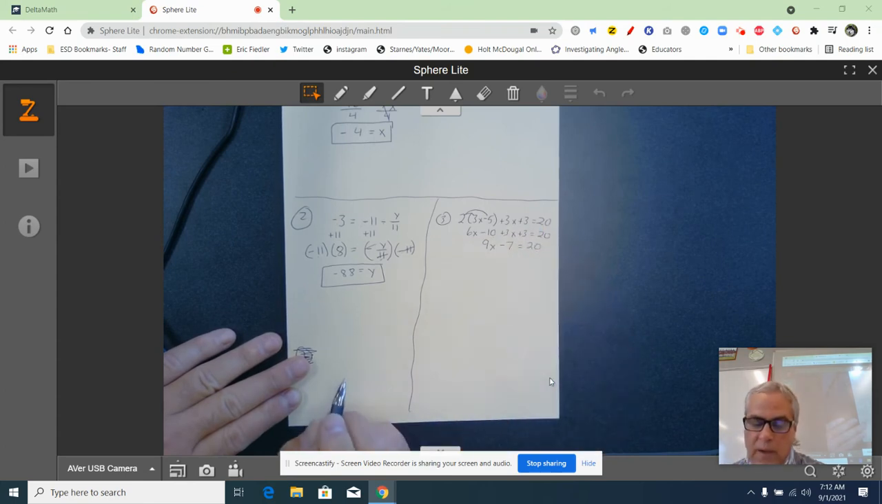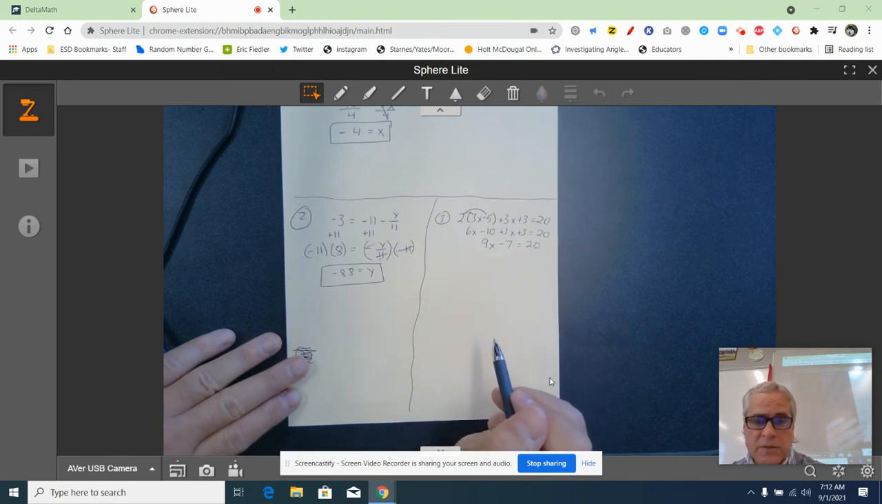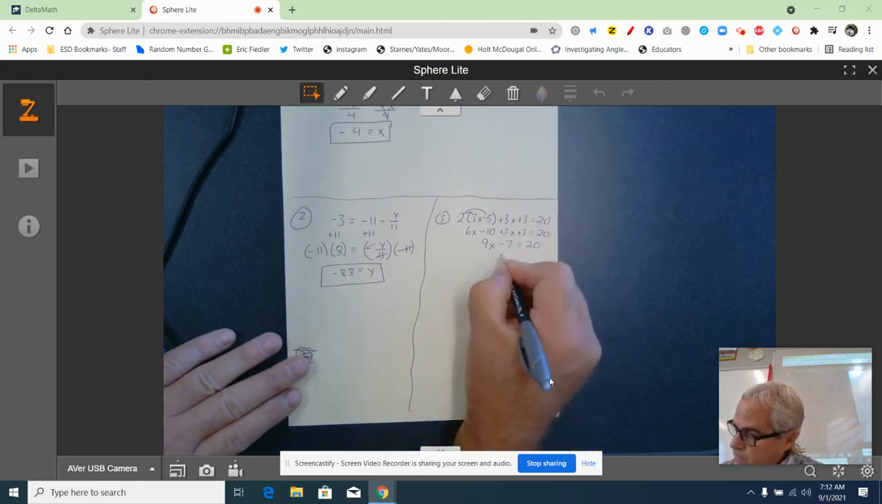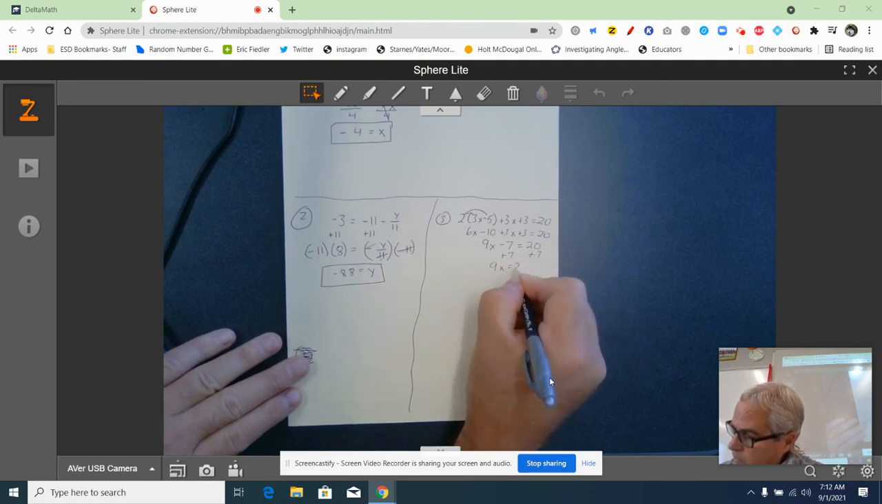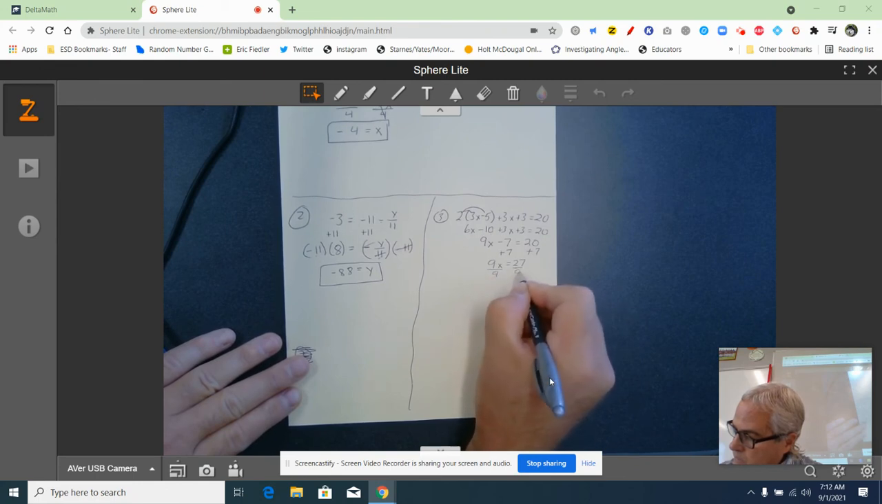Now it looks more like a doable equation. Probably one that you're more familiar with from last year's experience in algebra or whenever you had your algebra class. So now I'll get the x by itself. I'm going to add 7. I get 9x equals 27. Divide by 9. I get x is equal to 3.